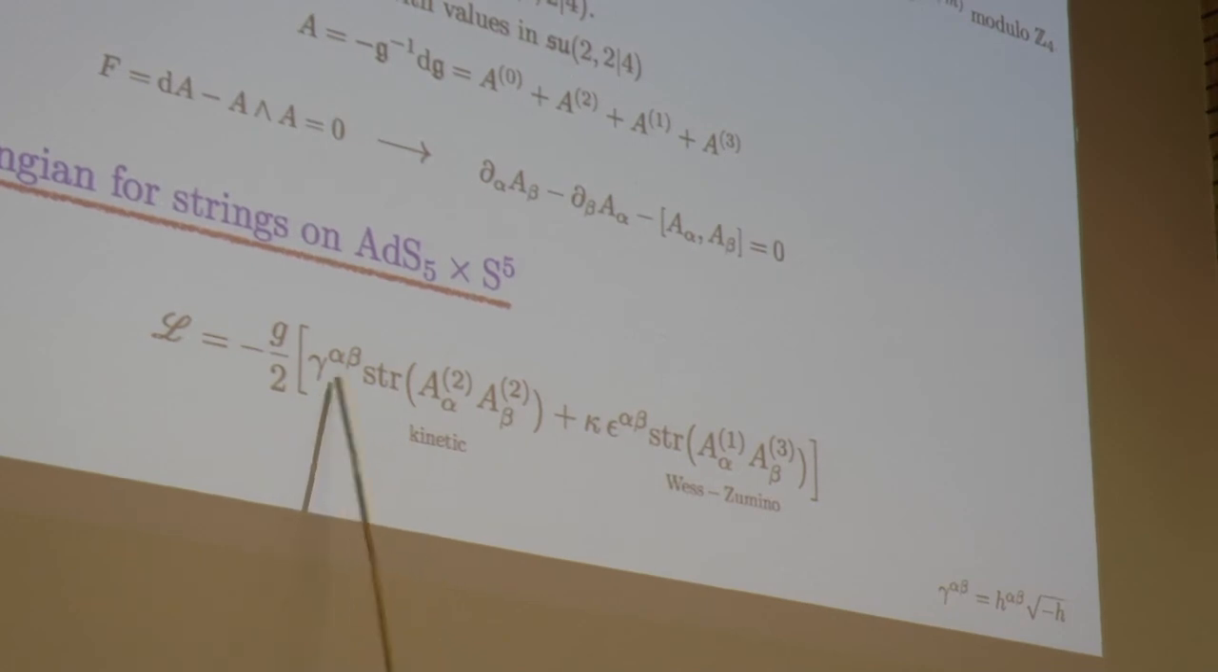In addition to this kinetic term, there is another term which is called the Wess-Zumino term. It does not depend on the worldsheet metric. It's a topological term in the sense that it does not depend on the worldsheet metric. It involves only the two-dimensional tensor epsilon^{alpha beta}. And there is a parameter kappa here which can take two values, either +1 or -1, for a certain reason I will tell you in a second. So this is an explicit Lagrangian, which we would like to use to talk about string theory in AdS5 cross S5.